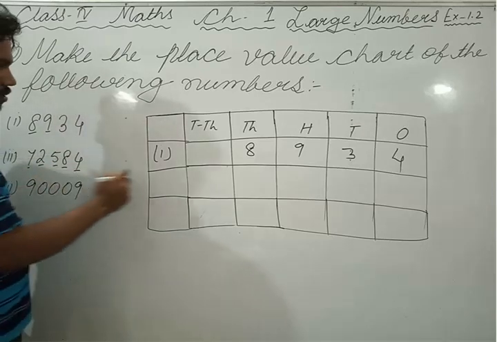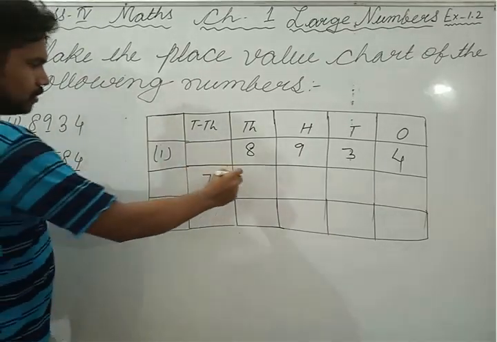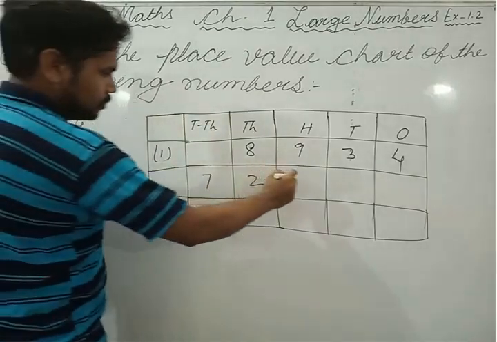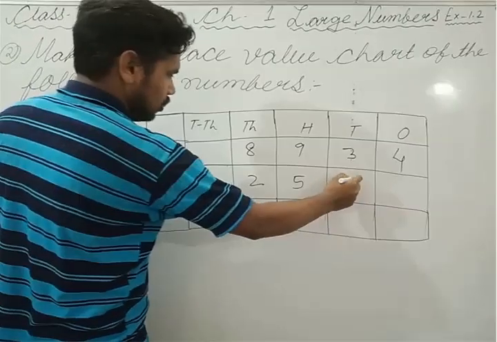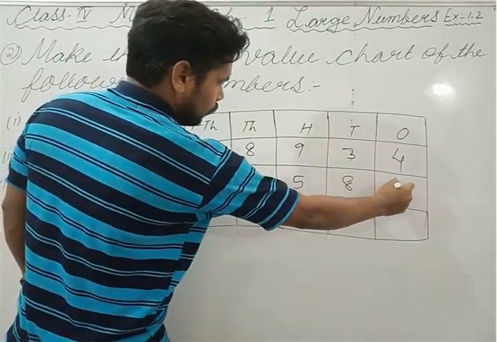Okay. So the next number: ones, tens, hundreds, thousands, 10,000s. So 7 in the 10,000s place will be 7. Then 2 is in the thousands place, so 2. Then 5 is in the hundreds place, so 5. Then 8 is in the tens place, so 8. Then 4 is in the ones place, so 4.